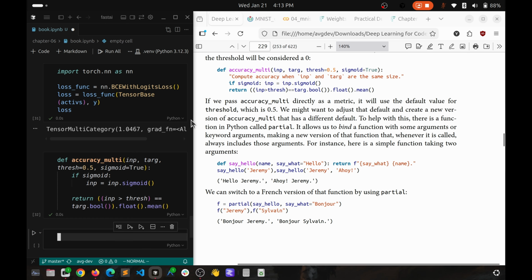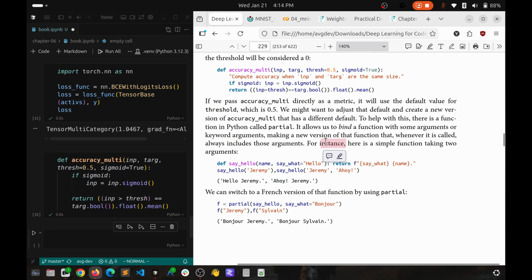So if we pass accuracy_multi directly as a metric, it will use the default value for threshold, which is 0.5. We might want to adjust that default and create a new version of accuracy_multi that has a different default. To help with this, there's a function in Python called partial. It allows us to bind a function with some arguments or keyword arguments, making it a new function that whenever it is called, it always includes those arguments.